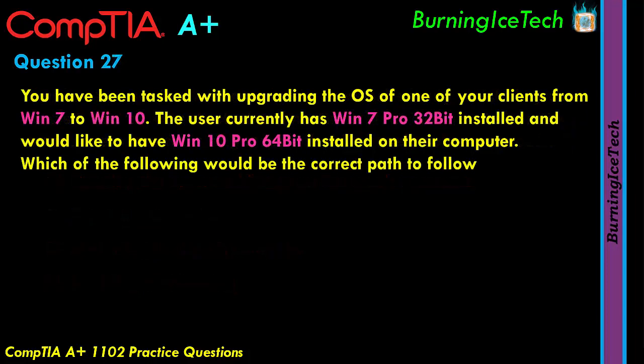Question 27. You have been tasked with upgrading the operating system of one of your clients from Windows 7 to Windows 10. The user currently has Windows 7 Professional installed, which is a 32-bit operating system, and they would like Windows 10 Pro installed, so it's also professional, but 64-bit. They want to switch from 32-bit to 64-bit on their computer. Which of the following would be the correct path for this user to follow?